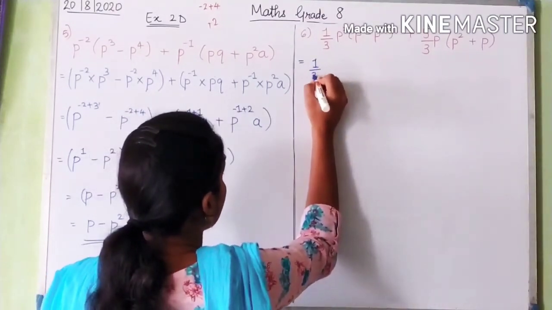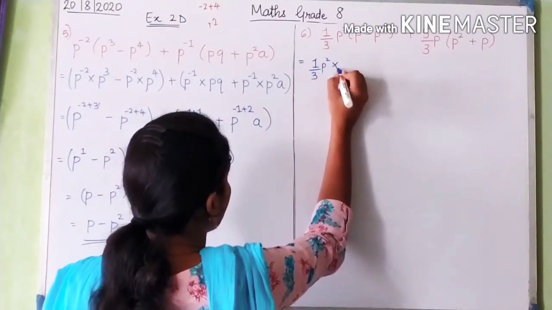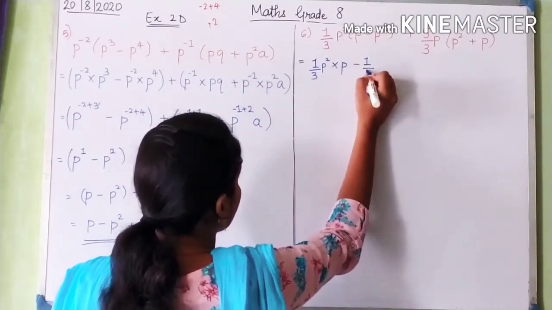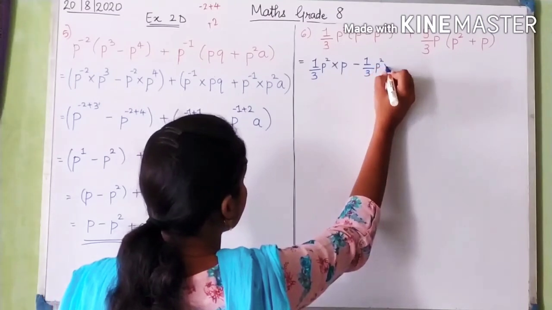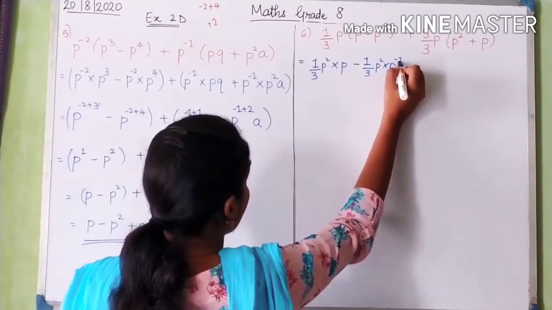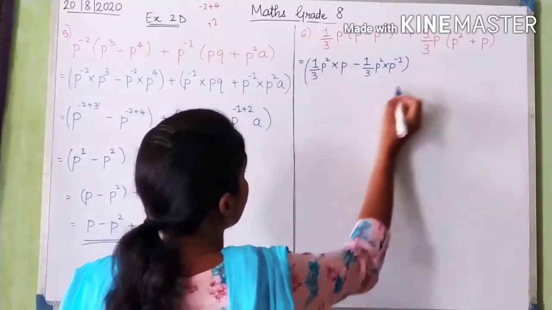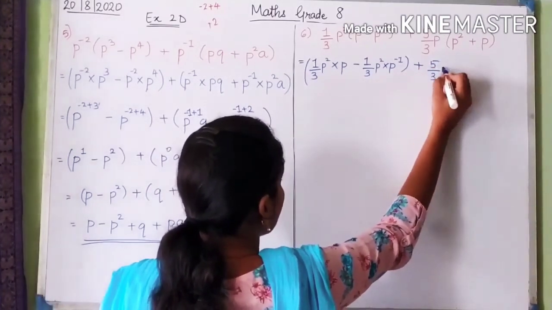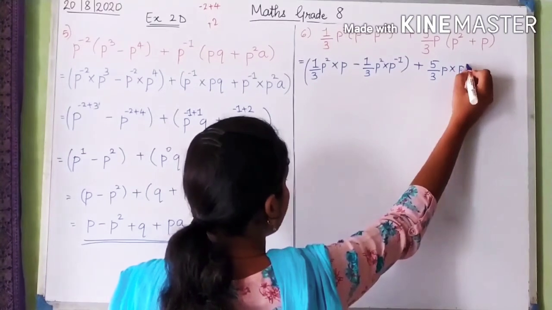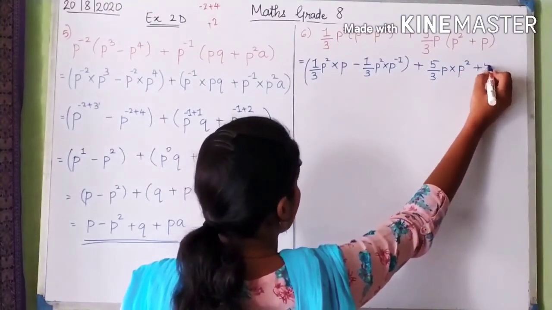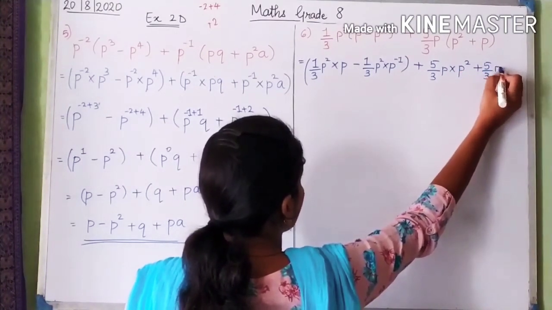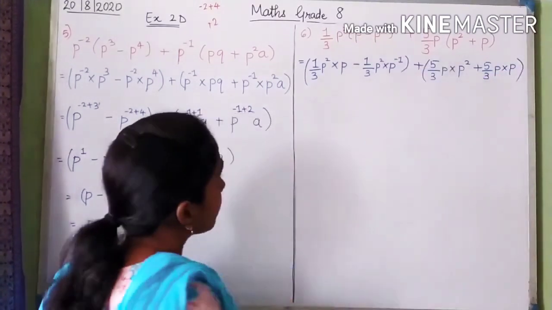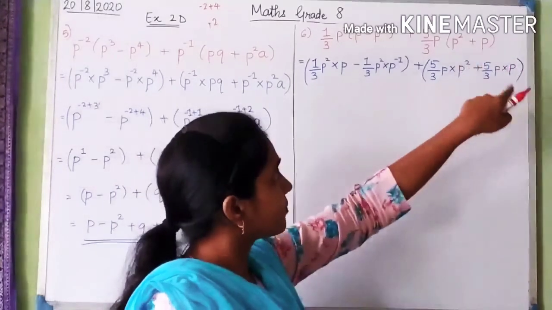So 1 by 3 p square multiplied by the first term p, minus 1 by 3 p square multiplied by p raised to minus 1, the second term. Okay. Now we go to the second expression. 5 by 3 p multiplied by p square plus 5 by 3 p multiplied by p, the second term. Okay.